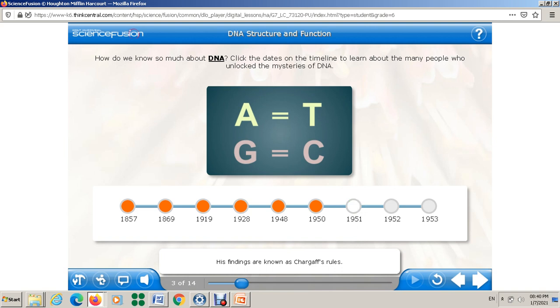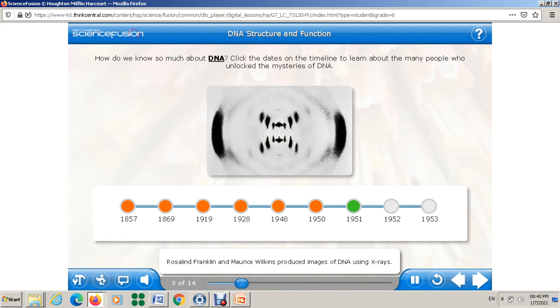The amount of adenine equals the amount of thymine. The amount of guanine equals the amount of cytosine, and adenine is always linked with thymine, guanine always linked with cytosine. Very, very important, this one. Rosalind Franklin and Maurice Wilkins produced images of DNA using X-rays. These images provided valuable clues about the structure of DNA. Here they just used X-rays to study the structure of the DNA. They found it like this.